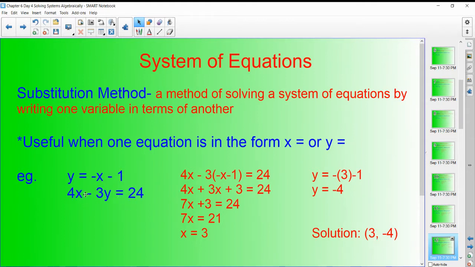Now 4 times 3 minus 3 times negative 4. I can use my calculator for that. I can know that 4 times 3 is 12. Negative 3 times negative 4 is also 12, and I got 12 plus 12. And it works. I checked my answer. I didn't show the check, but I know for a fact it works. And this is substitution.